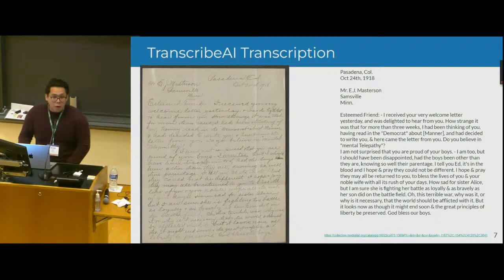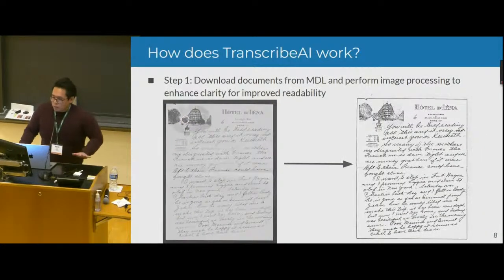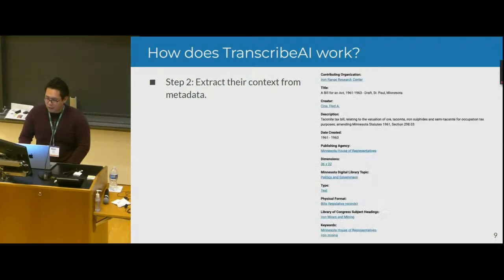So how does it work? The first step that I have to do is pull down images from MDL and do some of the computer vision magic, some edge detection, some Gaussian blur to reduce the noise there, and make the document more readable for the AI. Then we get access to the metadata from the document.